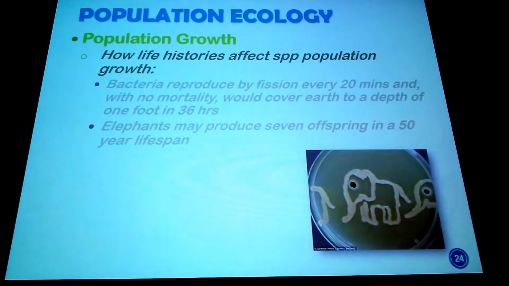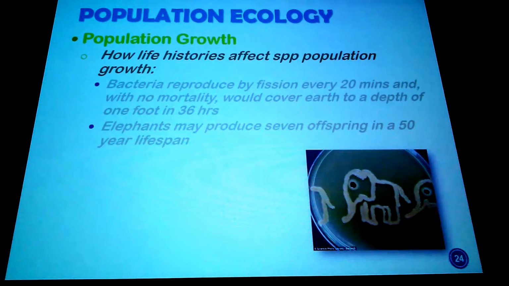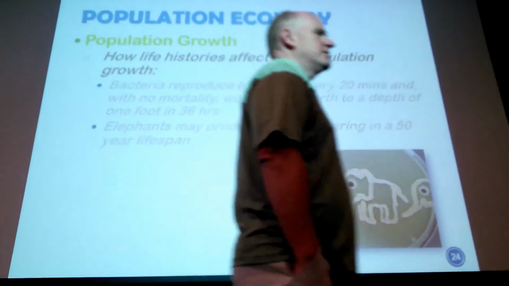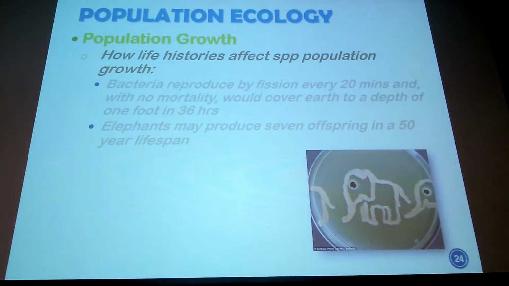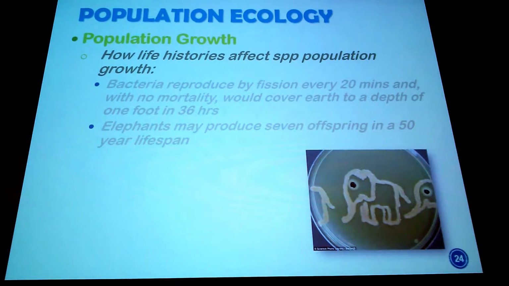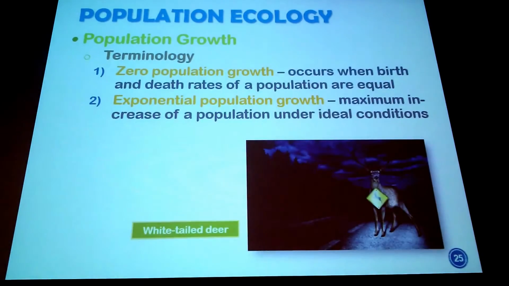How life histories affect species population, again, it's in italics, you don't have to write it down. Bacteria reproduce by fission every 20 minutes and, with no mortality, would cover Earth to a depth of 1 foot in about 36 hours. Thank goodness for limiting resources and toxic wastes. Elephants may produce 7 offspring in a 50-year lifespan. It's really hard to find a picture of elephants and bacteria, but I think they did pretty good. They've taken bacteria and smeared it on a plate in the shape of an elephant. Scary that I found it, even scarier that somebody did that.